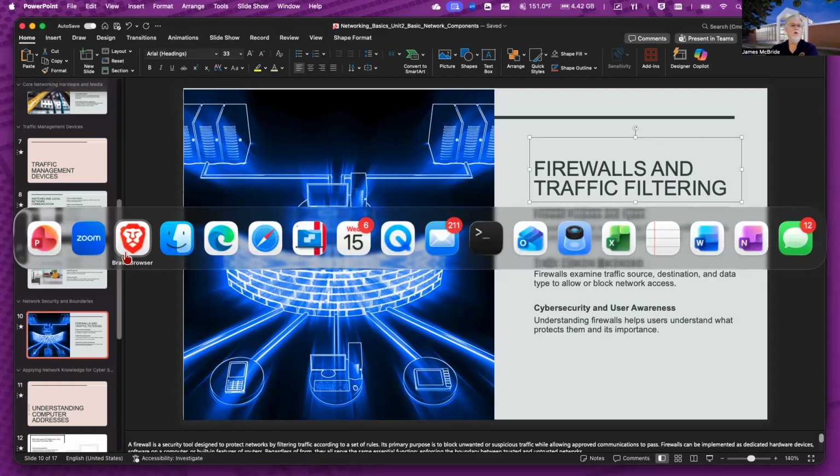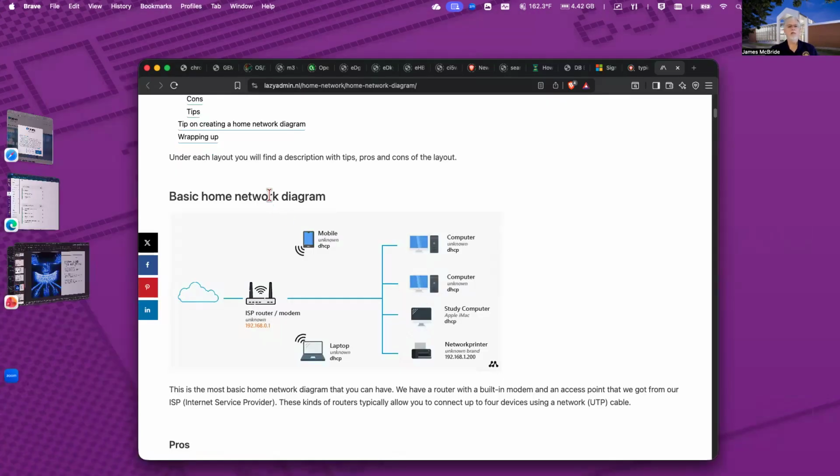Let me take a look here. There we go. Come over here to Brave. Basic home diagram. This is the internet. That's the cloud. This is your ISP's router, modem. Sometimes this is split, right? Sometimes you have a wireless router, and then there's a modem. Sometimes those devices are split. Sometimes they're not. It just really depends.